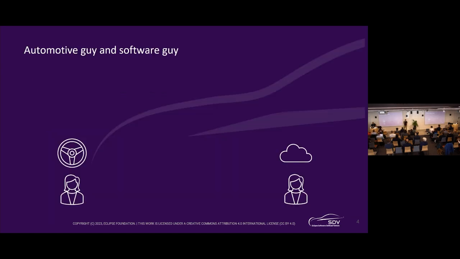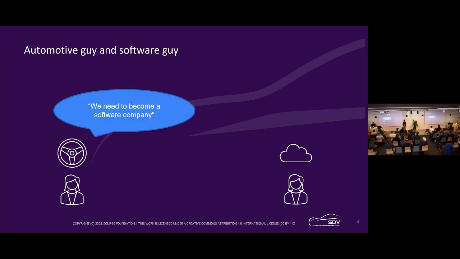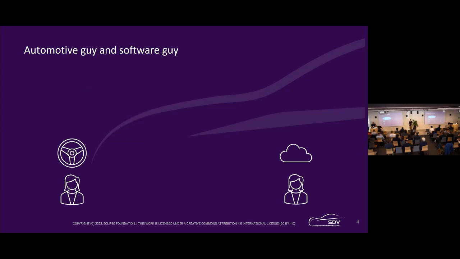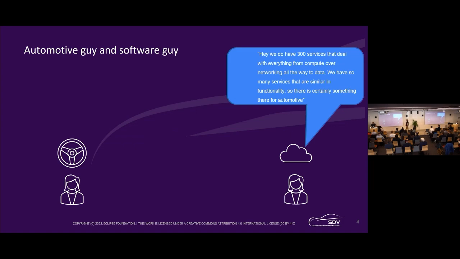All right, so my journey into automotive started like that. Automotive guy and software guy. It's Apple and Mac, although I'm a big Mac fan. So the automotive guy says, hey, we need to become a software company. I meet a lot of customers as part of my job. I come in and say, hey, we have about 300 services. We can help you with everything and anything. We do literally everything you need.